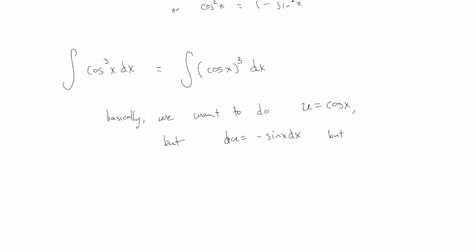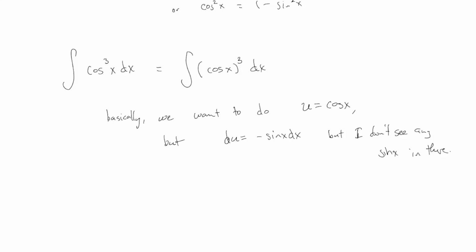So du equals minus sine x dx, but I don't see any sine x in there. And this is the problem, right? It's all cosines. If there were some mixture of sines and cosines, I would actually feel better about that, because then it seems more reasonable that I could make some of this u substitution work.